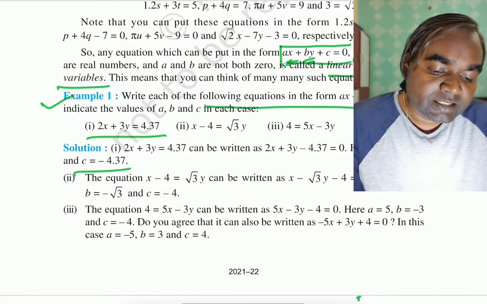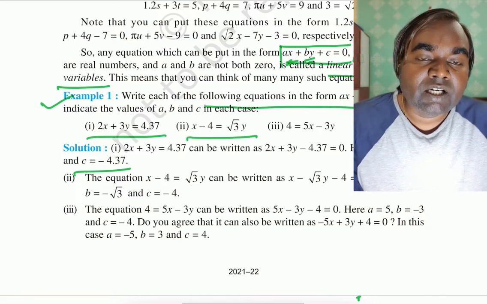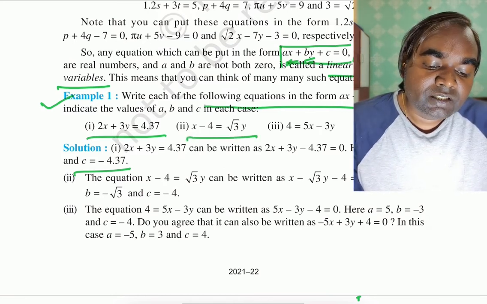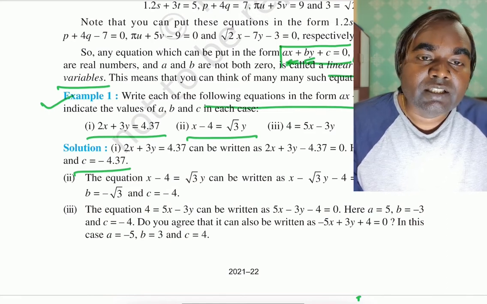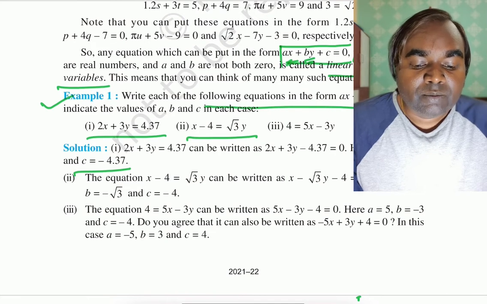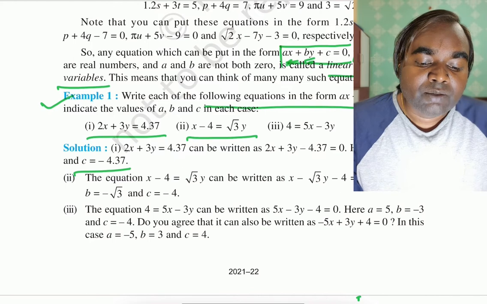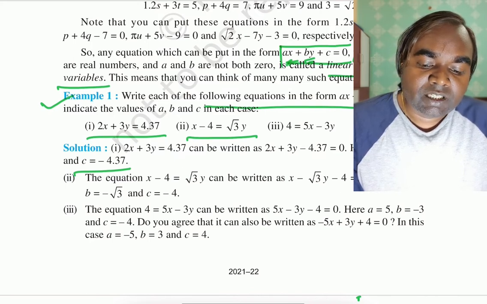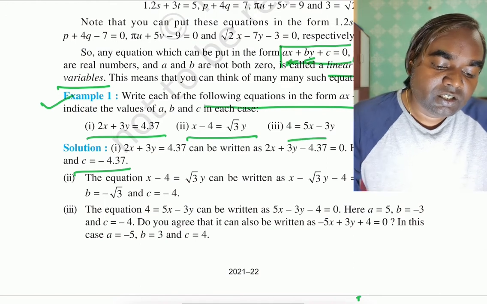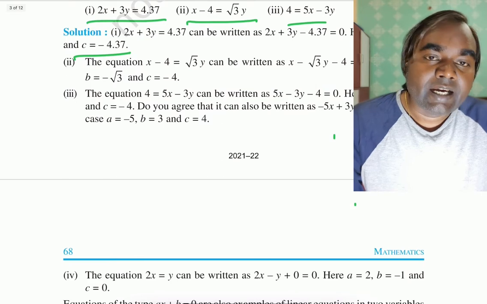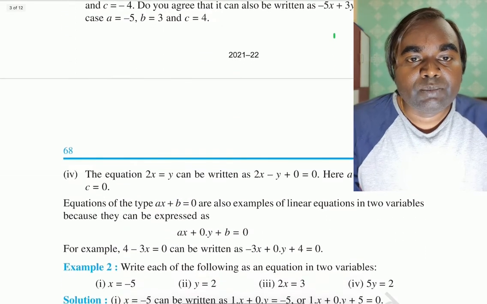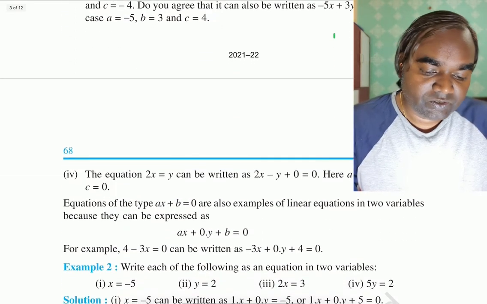Similarly, we can take this example: x minus 4 is equal to square root 3y. We will bring x and y to the same side, so that will be x minus square root 3y minus 4 is equal to 0. So obviously a is equal to 1, b is equal to minus square root 3 and c is equal to minus 4. Similarly we can solve for the others. These are linear equations in two variables having the form ax plus by plus c is equal to 0.